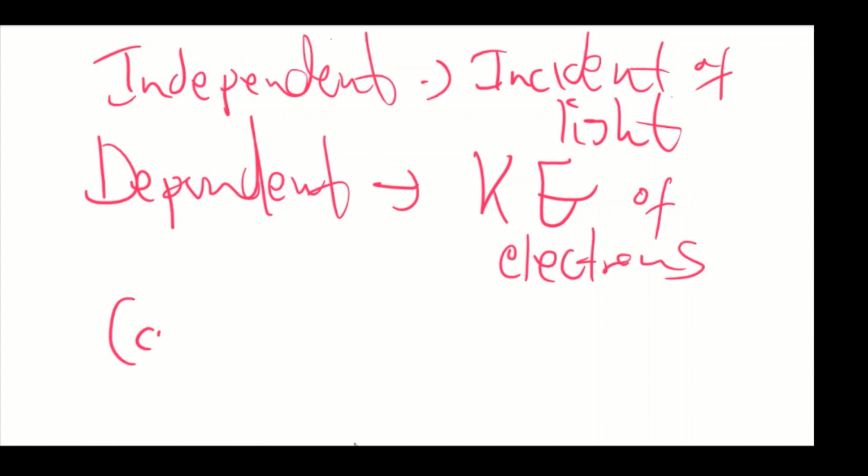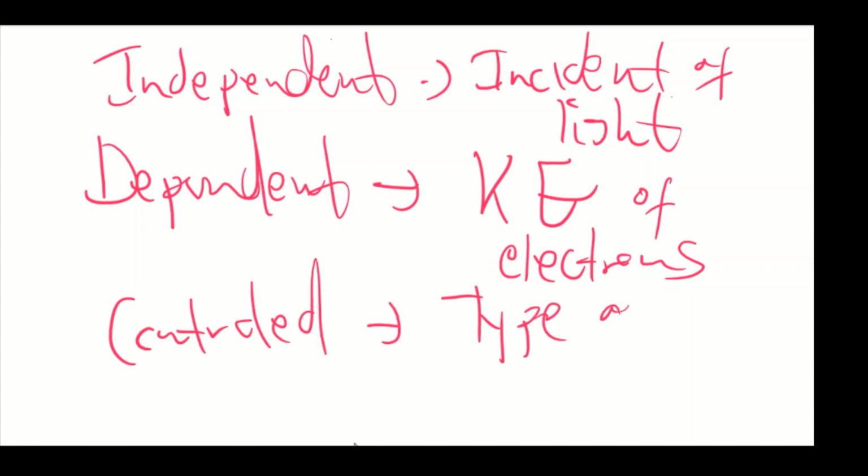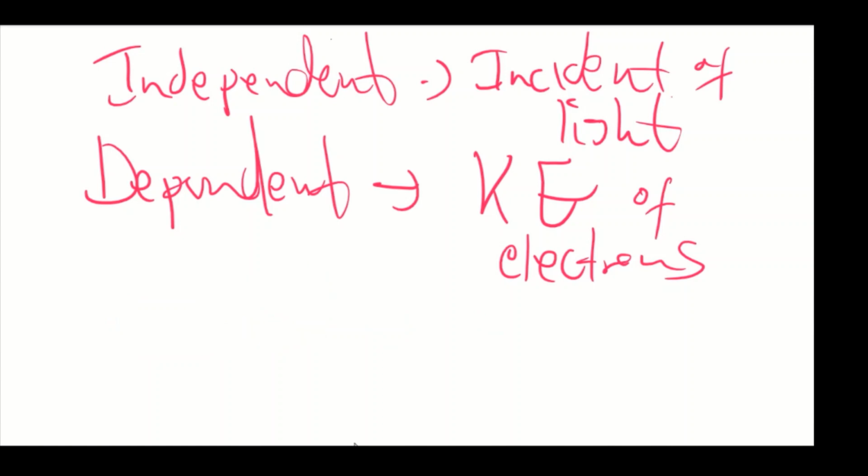right? And our controlled variable will be the type of metal that we use. We can use the aluminium metal and we stick by it, or we can use just any type of metal and we'll stick by it. So that is controlled.